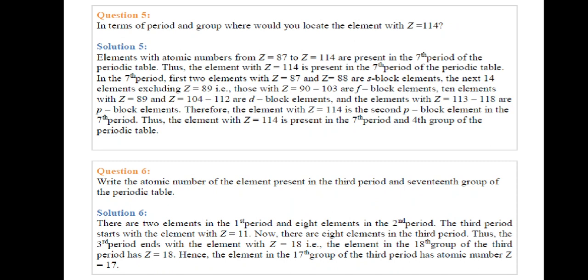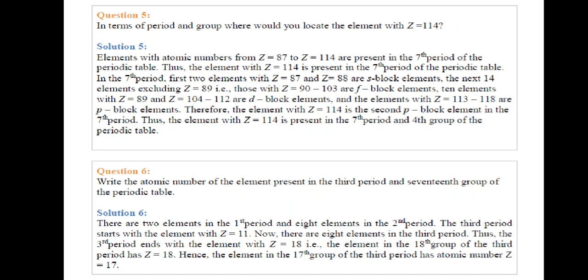Therefore, the element with Z equals 114 is the second p block element in the 7th period. 7th period के p block का second element है 114. Thus, the element 114 is present in the 7th period and the 14th group of the periodic table. Period number 7, group number 14. That is where element number 114 will be found.